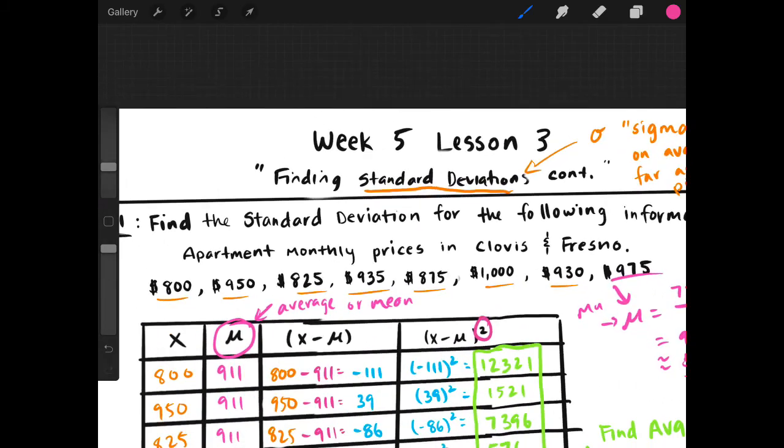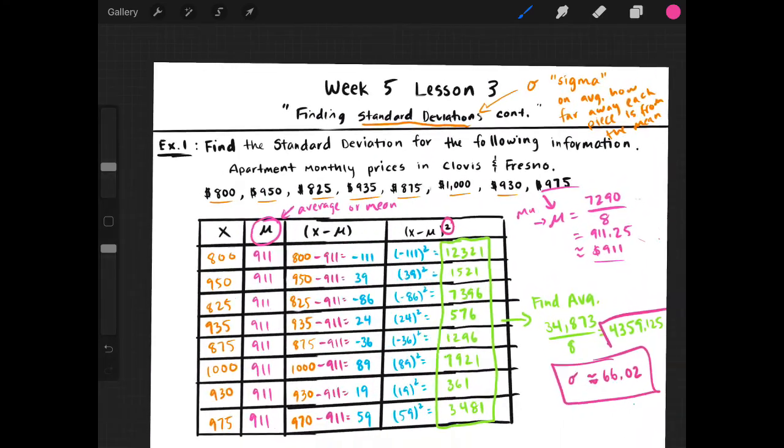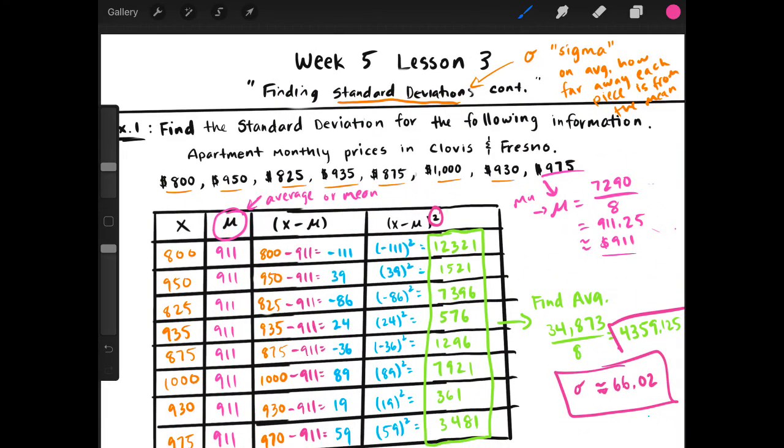So again, what that means is each of these values up here are about $66 away from the average. 800 on average is about 66 away. It's not exact because it's an average. 825 is roughly 66 away. So it's just saying on average all of these are about $66 away from the average, which is $911.